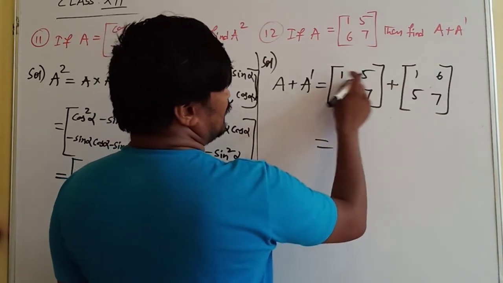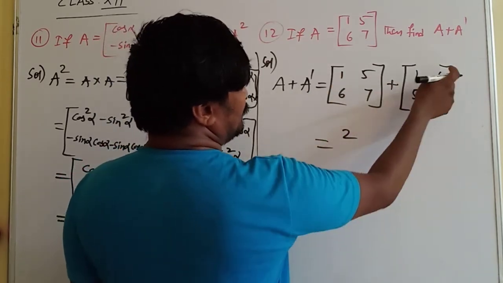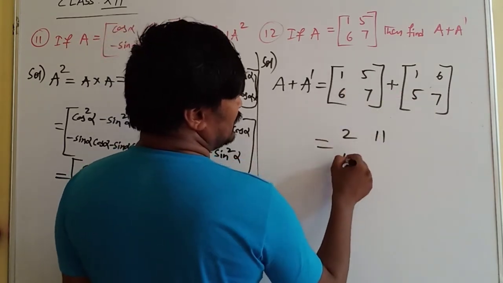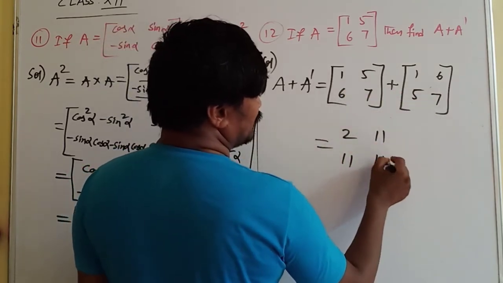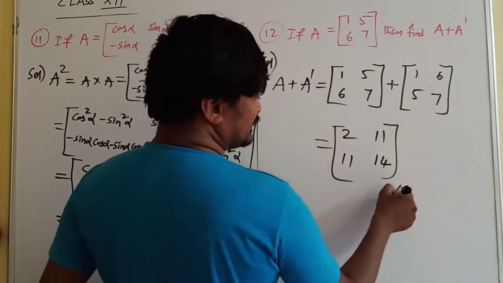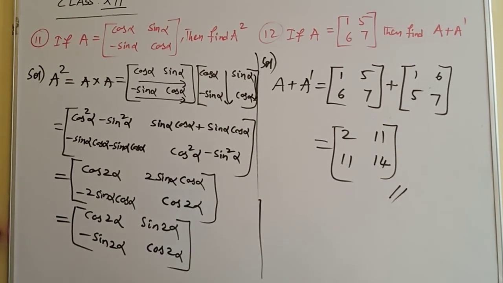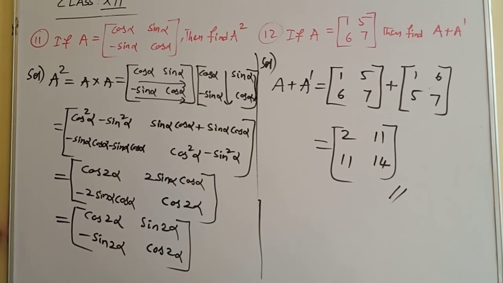Add both. 1 plus 1, 2. 5 plus 6, 11. 6 plus 5, 11. 7 plus 7, 14. So at last your answer is 2, 11, 11, 14. This is about your problem number 12. So I hope you all understood. If you did not understand, comment in the YouTube comment section so that I can help you.